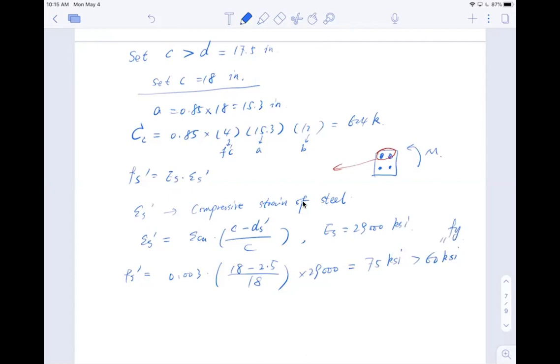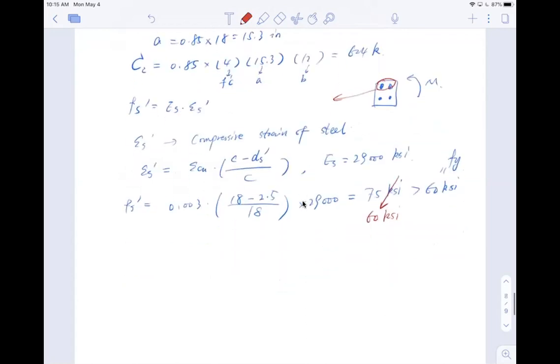So what happens if it's bigger than the yield strength? We say this won't work because 75 is too big and exceeds the yield strength, so we set the limit to be 60 ksi. Then let's talk about the tension. The tension strain epsilon s equals epsilon cu on the top, times d minus c divided by c, and Es is 29,000.